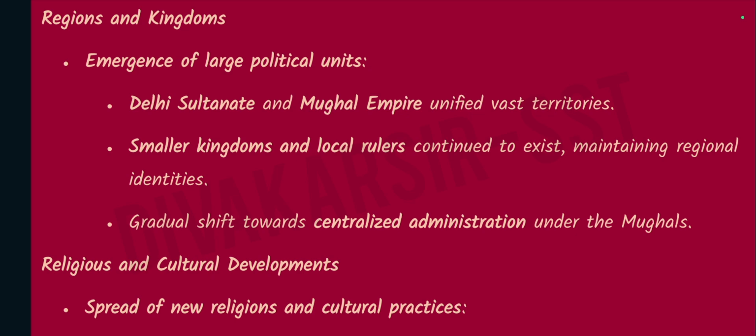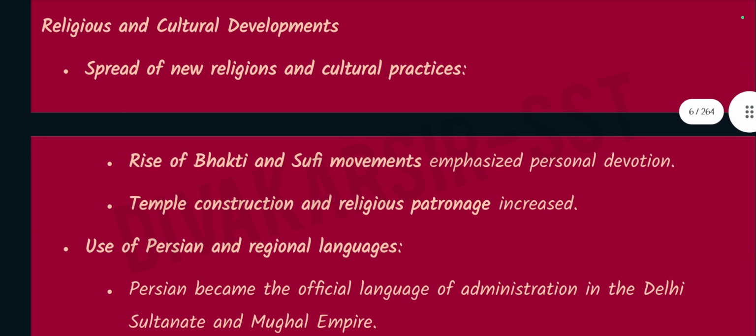Smaller kingdoms and local rulers continued to exist, maintaining regional identities. Gradual shift towards centralized administration under the Mughals. Religious and cultural developments. Spread of new religions and cultural practices. Rise of Bhakti and Sufi movements emphasized personal devotion. Temple construction and religious patronage increased.